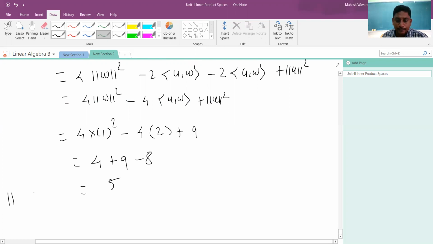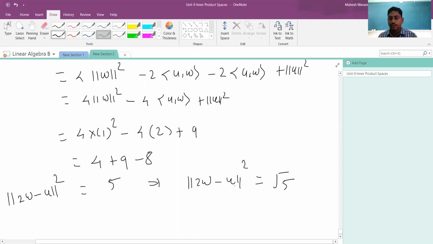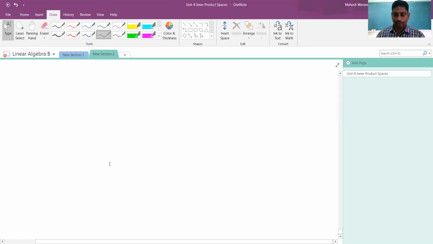This is norm of 2w minus u squared, and you want to find the norm of 2w minus u. Since the norm is positive, you should write the positive square root. So this is the simplification of it. You can do further practice from the exercises of your textbook given in the syllabus. I will give one more example.